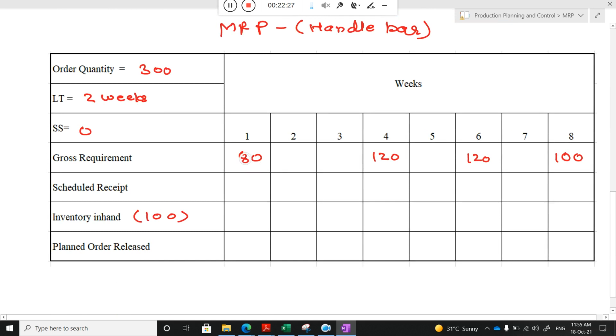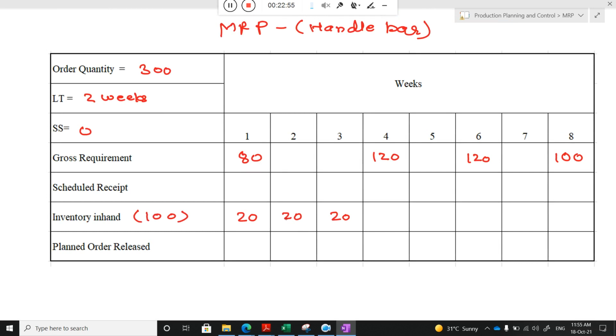Why? Because 80 we already consumed, right? So 20, very good. Can you tell me on week 2 how much in hand? Again 20, right? Yes, good. And at week 3 again 20. Can you tell me on week 4? On week 4 we have in hand only 20.